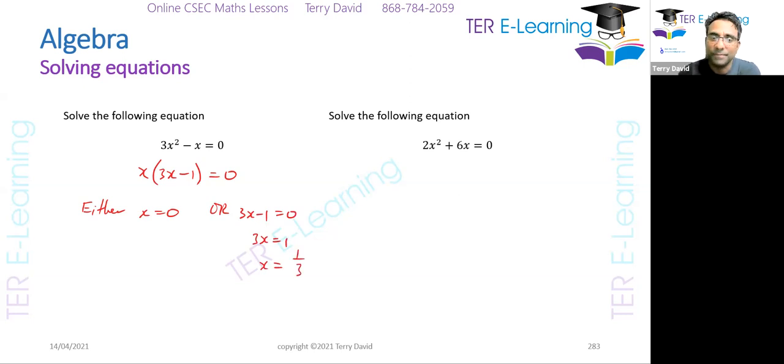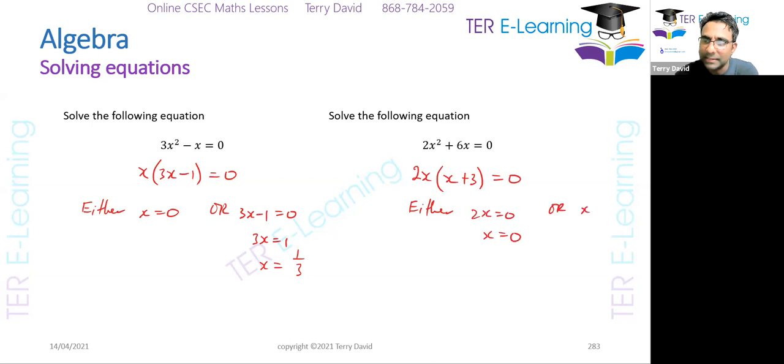That's a second solution. This one here, again, we can factorize this. We can pull out 2x, and this is going to be x plus 3 is equal to 0. So our solutions are either 2x is equal to 0, so therefore x is equal to 0, or we can say x plus 3 is equal to 0, and therefore x is equal to minus 3, right? So that's how we solve a quadratic that looks like that.